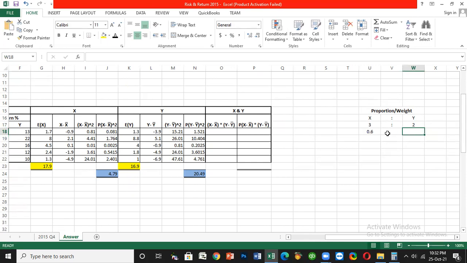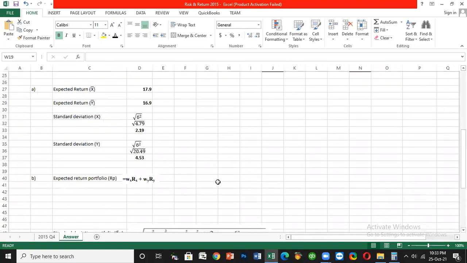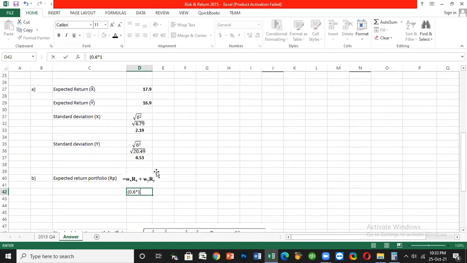Then we can calculate the weight of Y. The total is equal to 1, so 1 minus 0.6. Then weight of Y is 0.4. So the weights of X and Y are calculated. Then apply this formula: open bracket, weight of X is 0.6 multiplied by return of X, 17.9, which we calculated. Close the bracket.